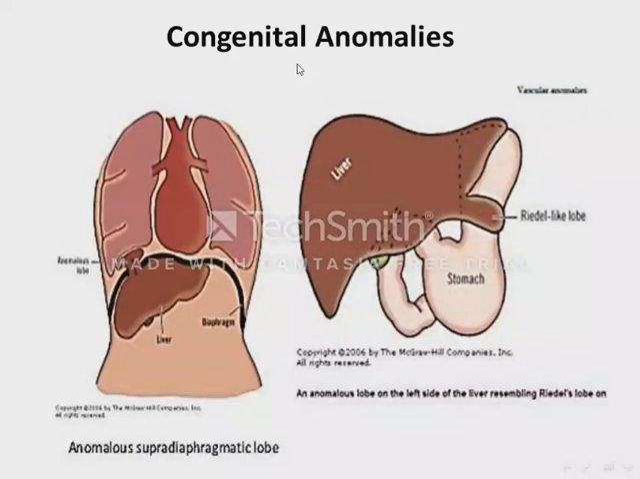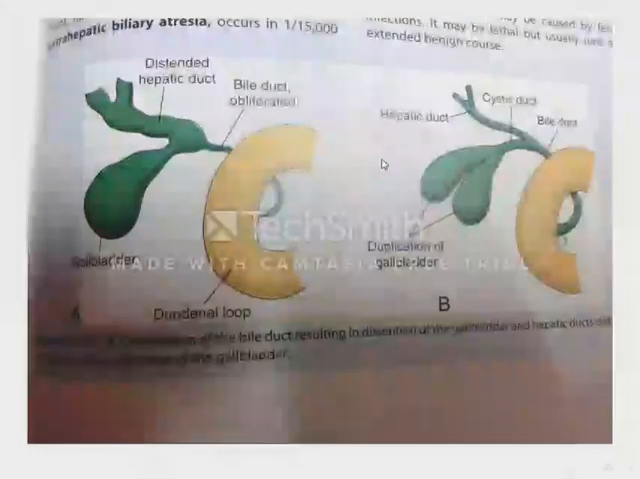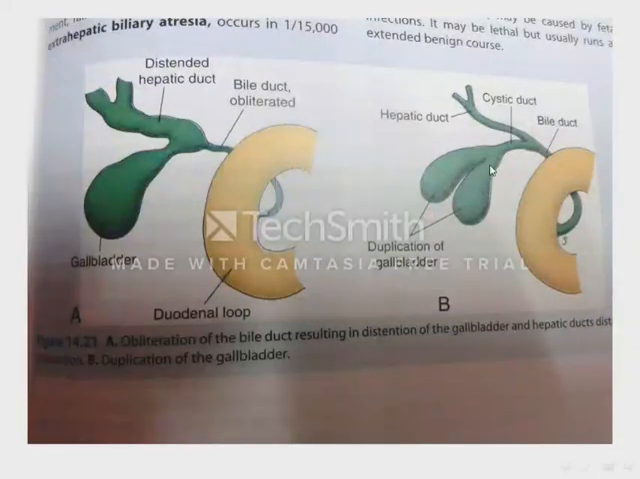Congenital anomalies of the liver. Here is an example of a congenital anomaly, the radial loop of the liver, a tongue-like loop of the liver, while here is the supradiaphragmatic loop of the liver. Here is duplication of the gallbladder, and here is obliteration of the common bile duct, leading to distension of the hepatic duct.